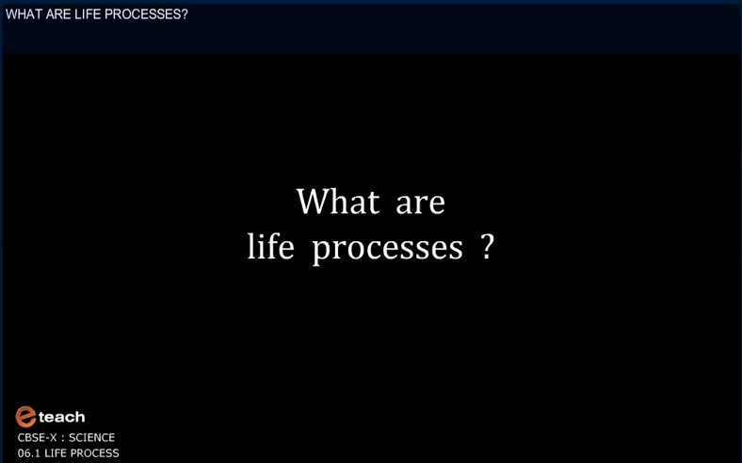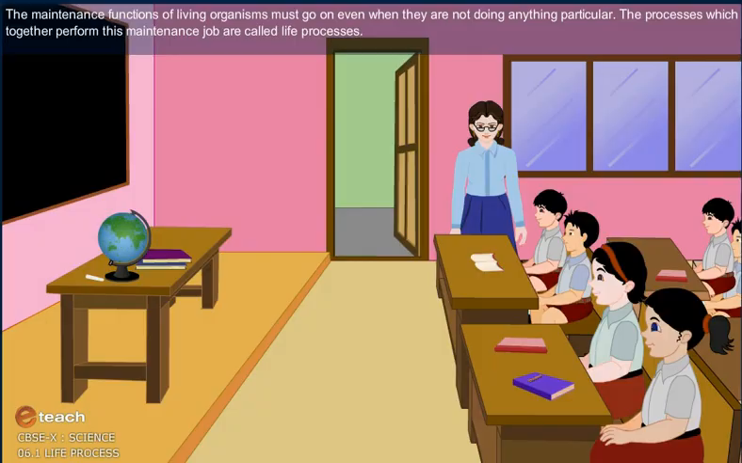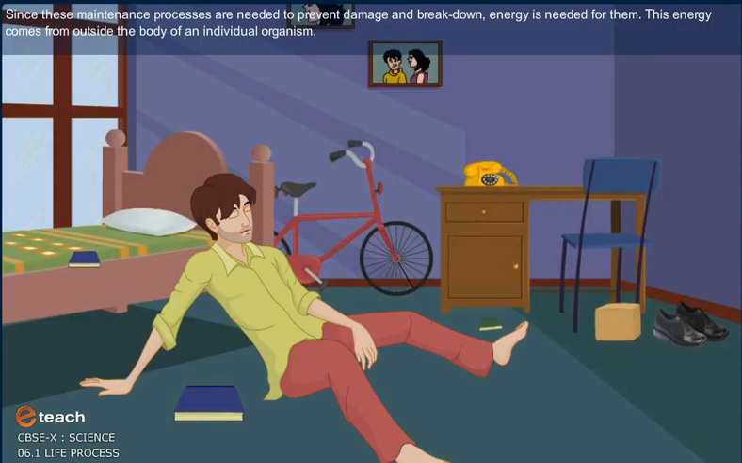What are life processes? The maintenance functions of living organisms must go on even when they are not doing anything particular. The processes which together perform this maintenance job are life processes. Since these maintenance processes are needed to prevent damage and breakdown, energy is needed for them. This energy comes from outside the body of the individual organism.